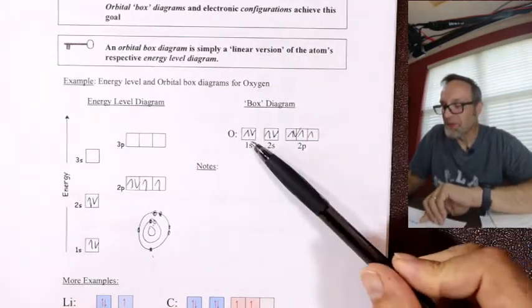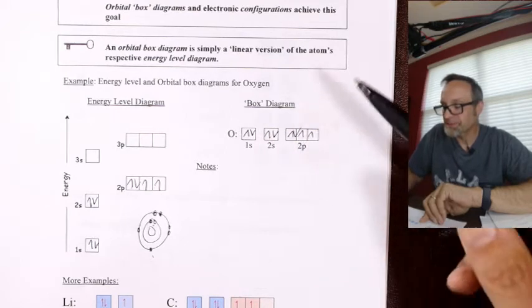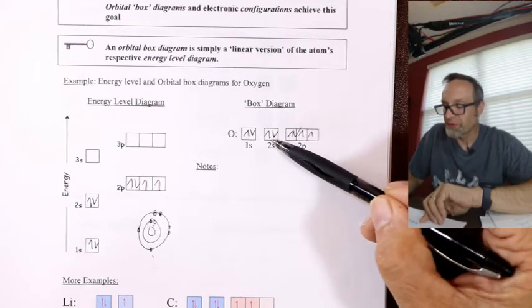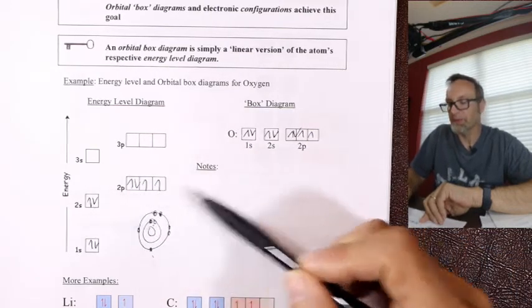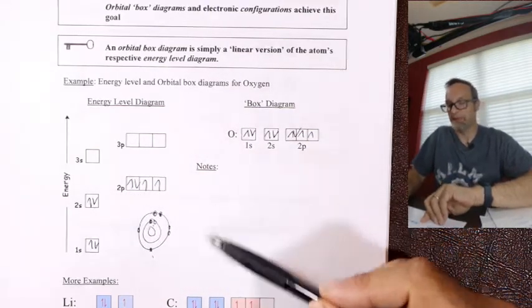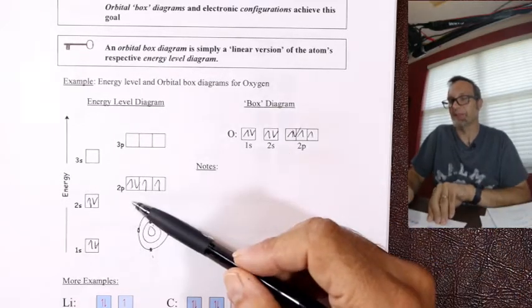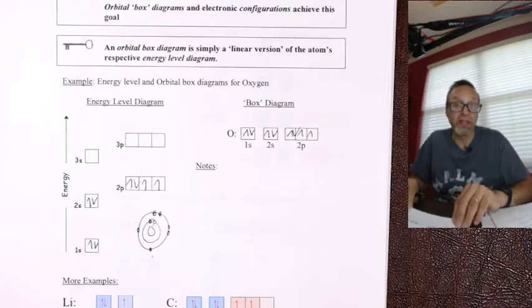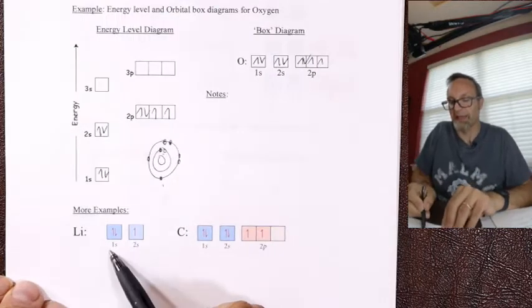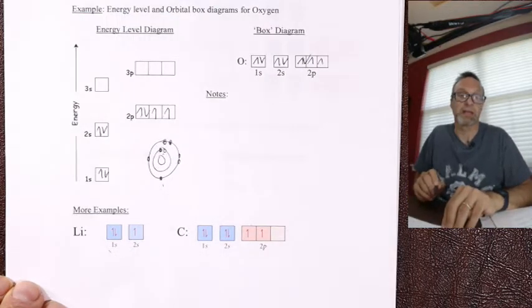So we get 3 pairs and 2 singles. It's the same. Make a little note there: this is exactly the same as this, it's just lying down. If you want to try a couple more, you could try lithium, you get that, and if you did carbon, you get that.